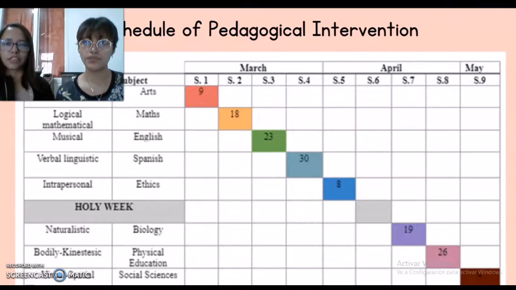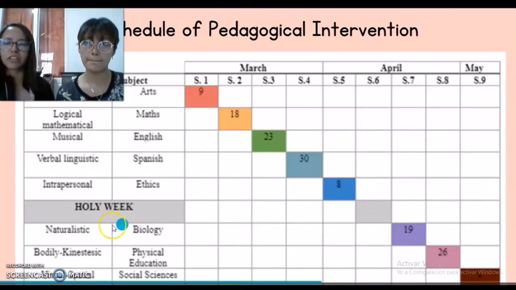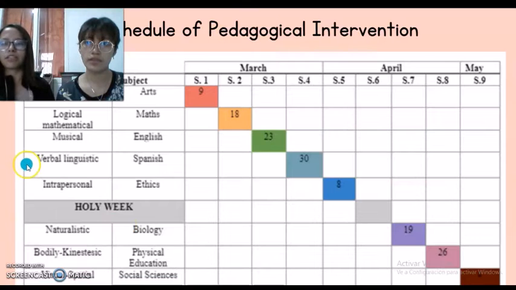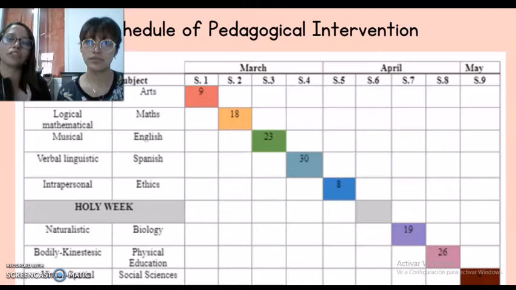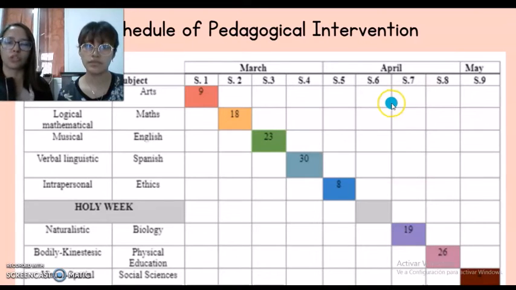So, here we have a schedule of our pedagogical intervention. As my partner said before, we paired each intelligence with each subject. For example, you can see logical mathematics with maths, musical with English, verbal linguistic with Spanish, interpersonal with ethics, naturalistic with biology, bodily kinesthetic with physical education, visual spatial with social science. So we started with the first one, which was interpersonal arts, and you can see different colors, different weeks, and we accommodated everything to apply the different activities per week.